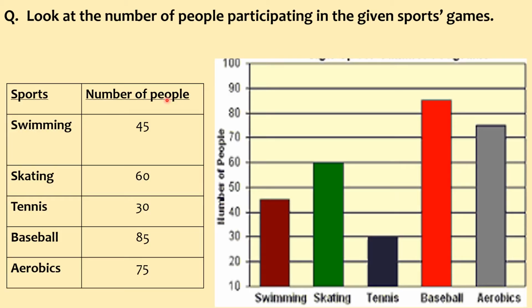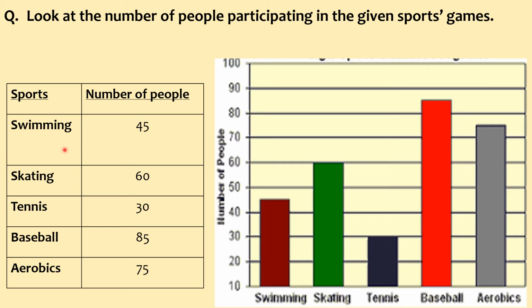Question number 2 is, look at the number of people participating in the given sports games. This is the main question. So here you have the table. The table is already provided in the question.